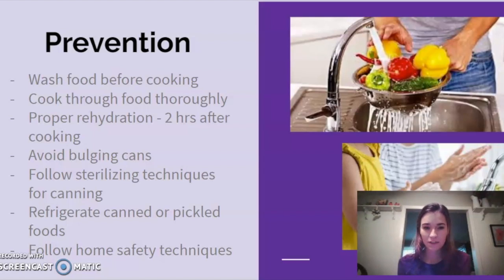We're now headed to the prevention part of botulism. There are several easy, practical ways that we can adopt to limit our exposure and our risk of having botulism. The first is to practice good cooking techniques. For example, before you start cooking, always make sure and wash your food thoroughly, making sure that you clean each part of the vegetable, especially when using vegetables that have multiple layers, ensuring that each part of those layers is washed correctly.